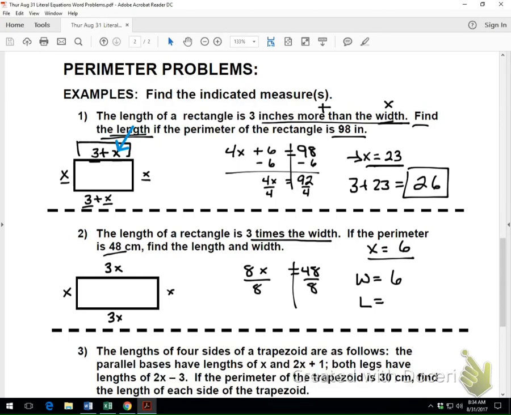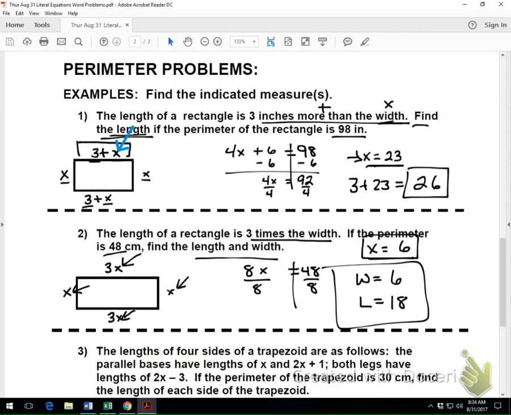3 times x. 18. Perfect. So all you're doing is just taking this 6 right here and plugging it back into these x's right there. And since it asks for both of them, you have to give both answers, width and length. Okay?